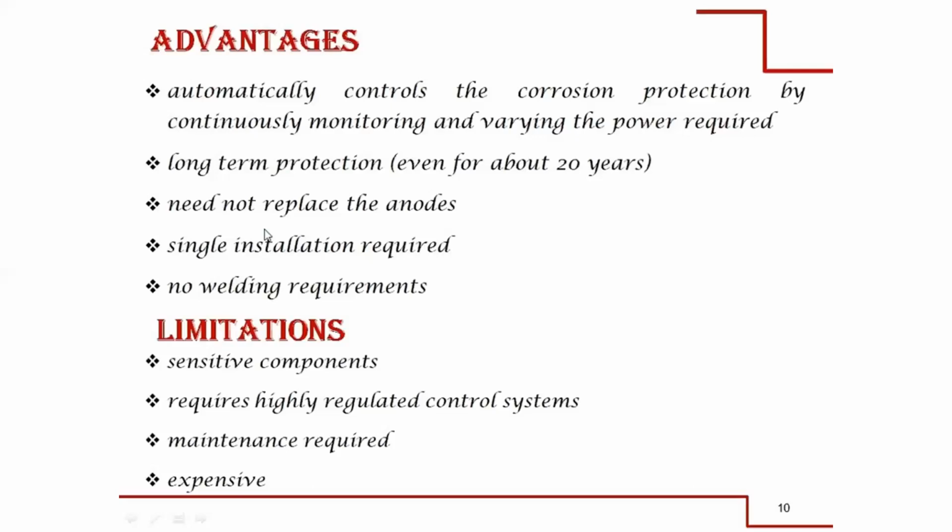No welding is required. In the sacrificial anode method, we are bolting a more active metal to the metal to be protected, so welding is there. When you are welding, there may be a high possibility of corrosion taking place. So these are the main advantages of the impressed current method.